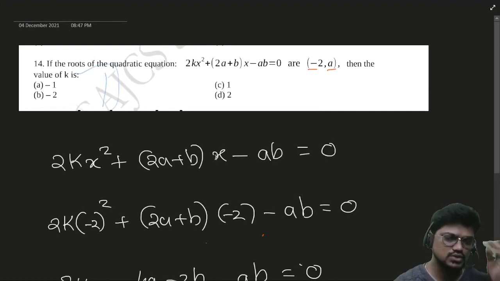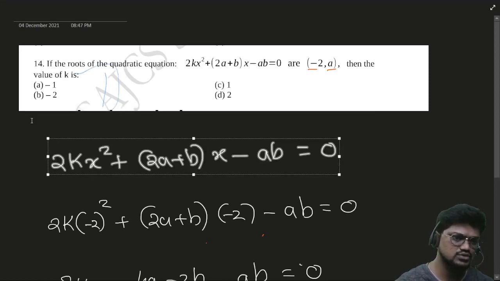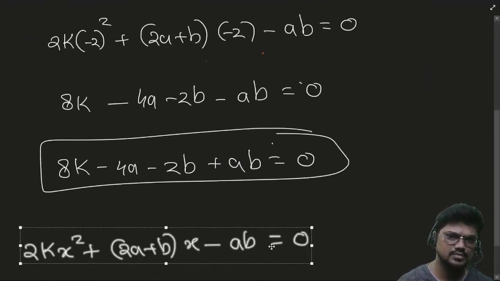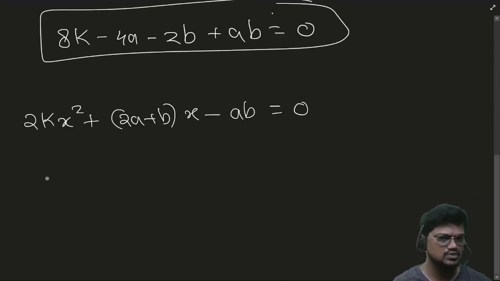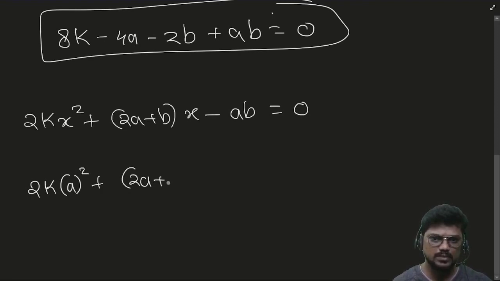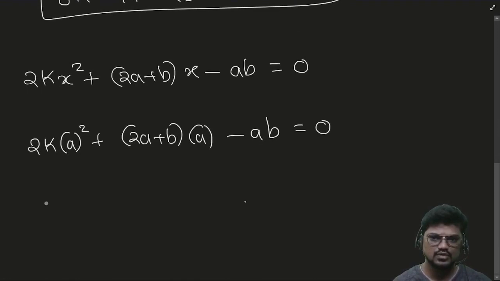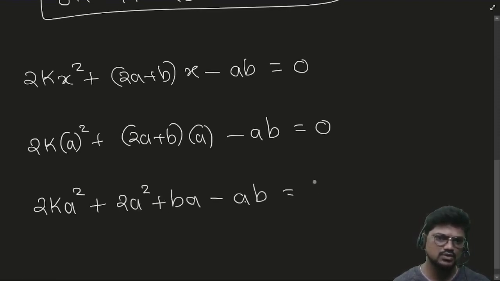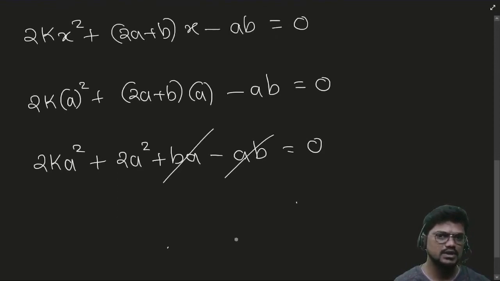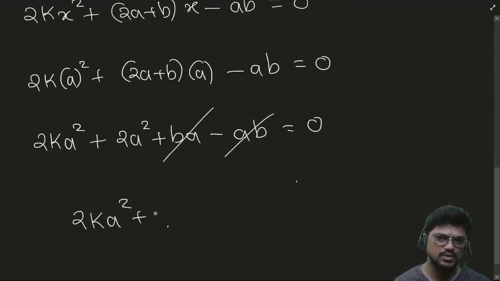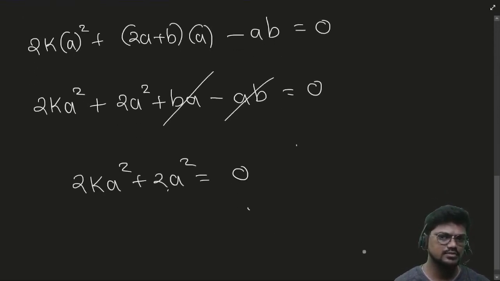Okay, you also know that a is also the root. So you can put the value of x as a also, since a is also the root. So 2k into a square plus 2a plus b into a minus ab equals 0. So 2k a square plus 2a square plus ba minus ab equals 0. This ba and minus ab will get cancelled. So 2k a square plus 2a square will be equal to 0.